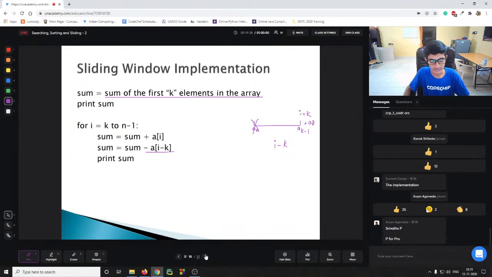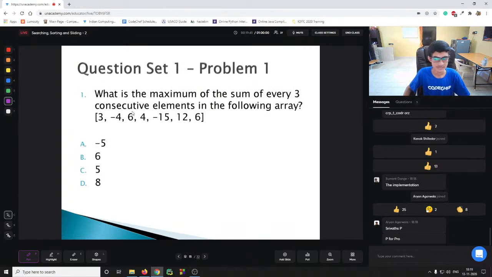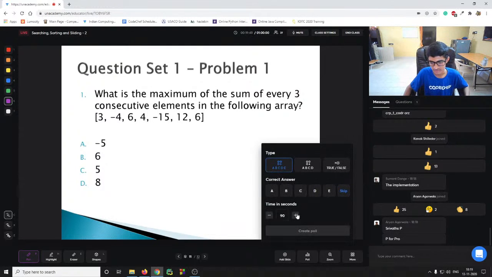Okay, so now moving on. You guys please try and use sliding window for this problem. So I'll create a poll. I'll give you a bit of time because this needs some time.